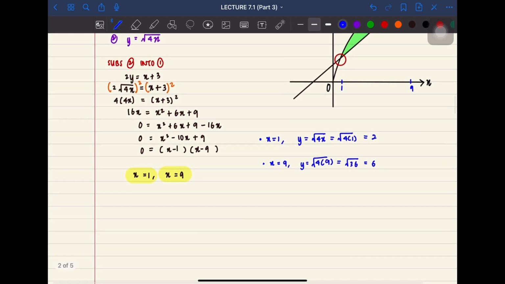Okay, so dah dapat 2 points. So ada dua koordinat yang kita dah tahu. The first one is (1, 2), another one is (9, 6). So (1, 2) and (9, 6) are intersection points. Points yang berkaitan. Okay, buruk sikit tulisan saya.